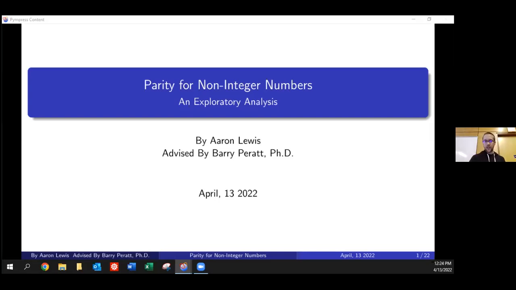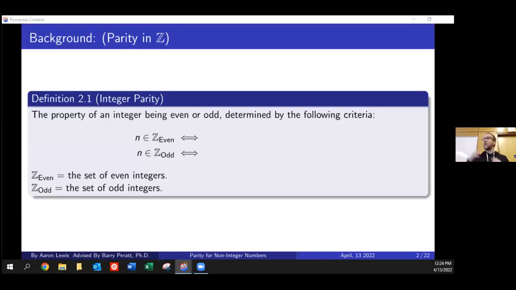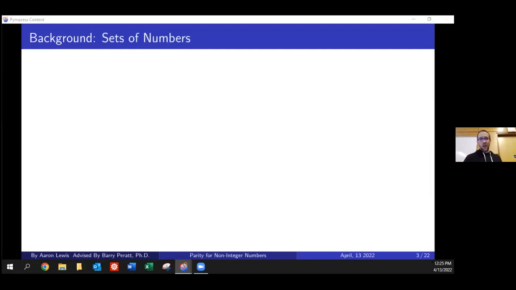aren't integers. So if we're going to extend it into numbers that aren't integers, we should probably look at what it means for numbers that are integers. So the definition is essentially an even number can be written as 2k for some k that's an integer, and an odd number can be written as 2k plus 1 for some integer k. And this essentially means that an even number is divisible by 2 and an odd number is not. Something that most people probably already know.